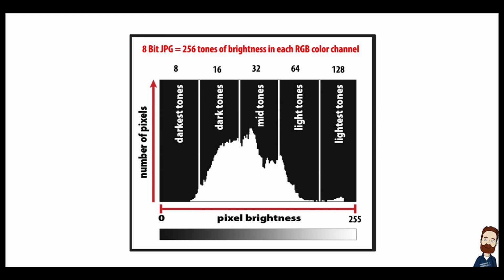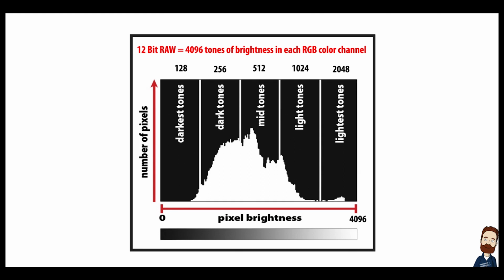This is one of the reasons when you underexpose an image and you're capturing everything in the darker areas, the pixels aren't equally spread out. And that's why you usually get a ton of noise and banding and posterization whenever you try to brighten up a really underexposed image. Now let's look at 12-bit RAW, where you get 4096 tones of brightness.